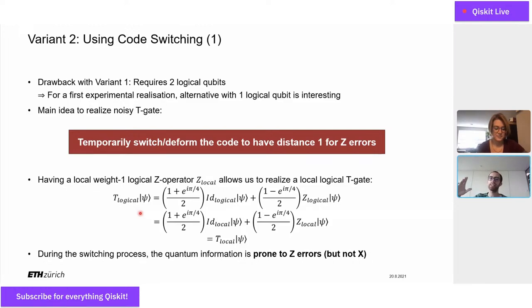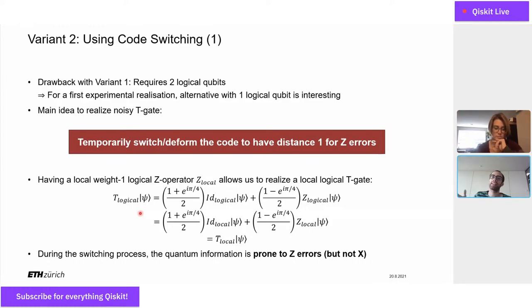So the idea of this second variant is the following. We have our logical qubit, which is stored in a quantum error correction code. And for a temporary amount of time, we're going to switch that code. We're going to change the code that our logical information is stored in to a new code. And this new code is such that the Z distance of this new code is 1, right?